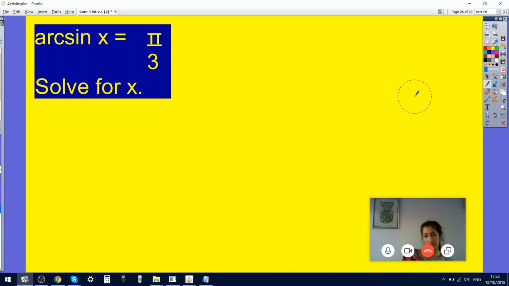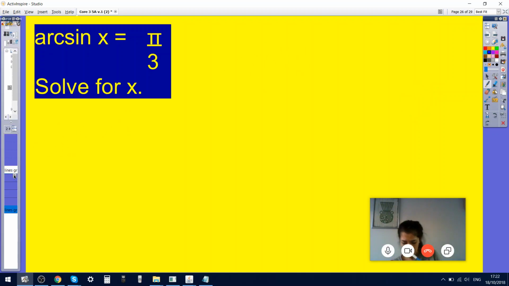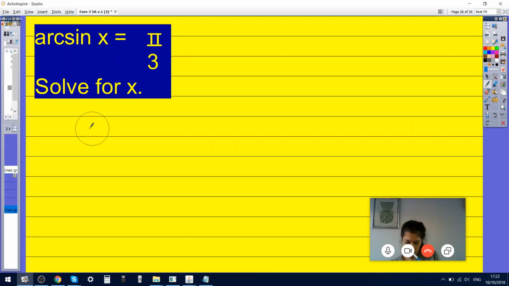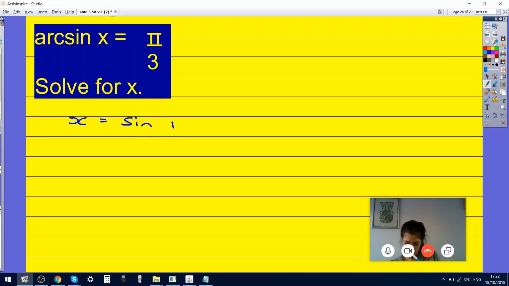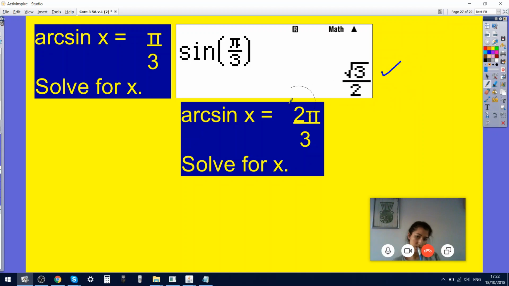Arc sine x, so to get rid of the arc sine, you do sine of pi over 3. So sine, in degrees or radians, obviously, root 3 over 2. Root 3 over 2. What is arc sine x? So arc sine x equals 2 pi over 3. Solve for x.